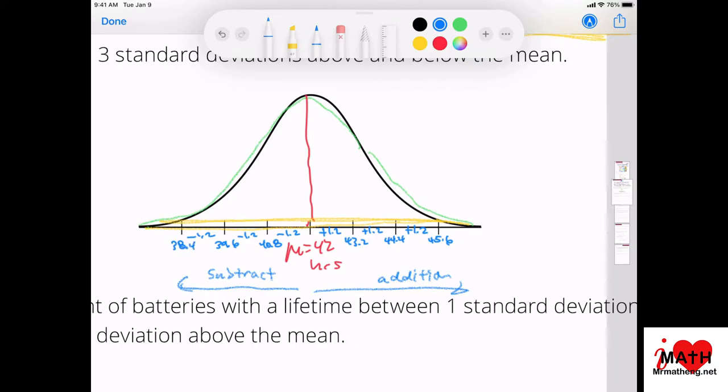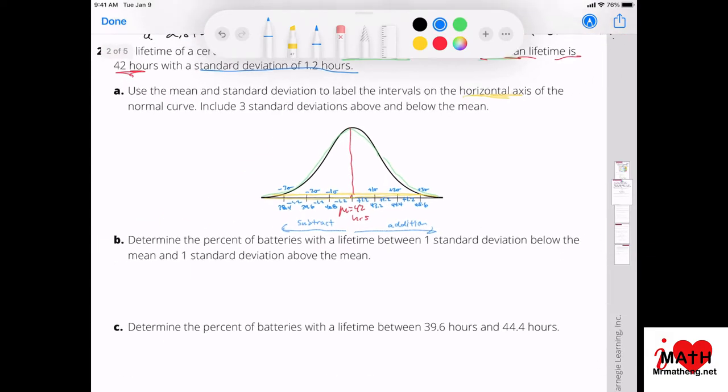So again, the red line is the center. Measure of center is the mean. Measure of spread is the standard deviation. So this is one standard deviation away from that red line. This is two standard deviations, and this is three standard deviations. This is one standard deviation below the red line, two standard deviations below, and three standard deviations below.